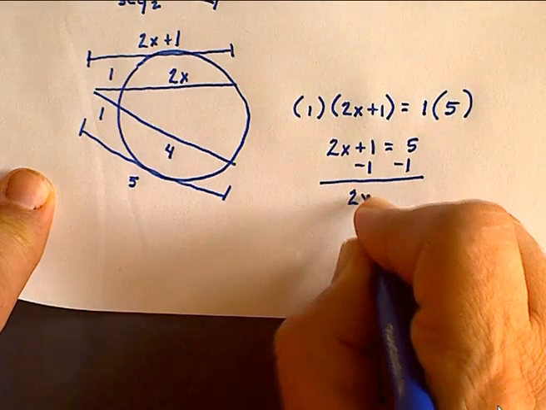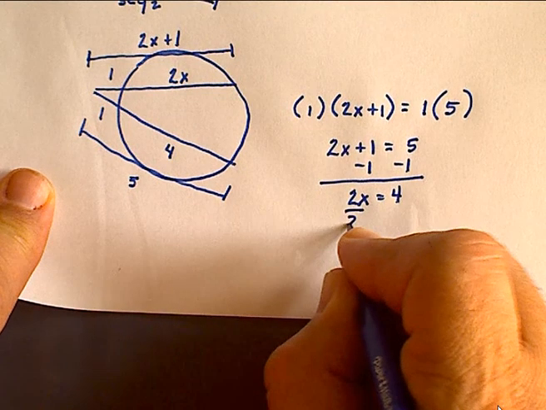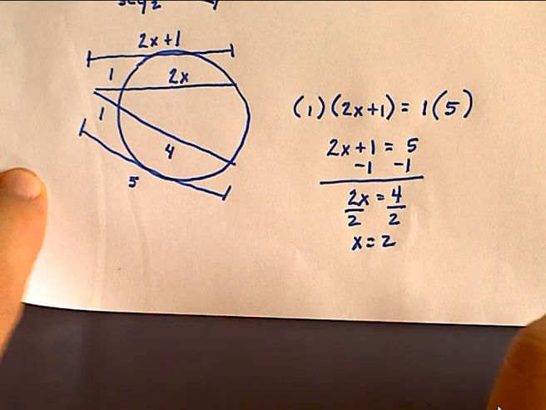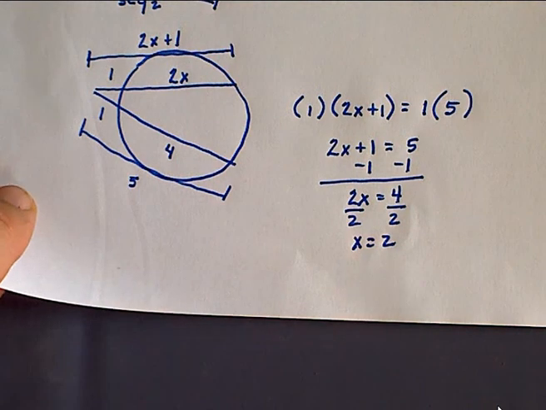2x is equal to 4. Dividing by 2, so x equals 2. And your directions are just to find the value of x, not to plug back in, so you're done.